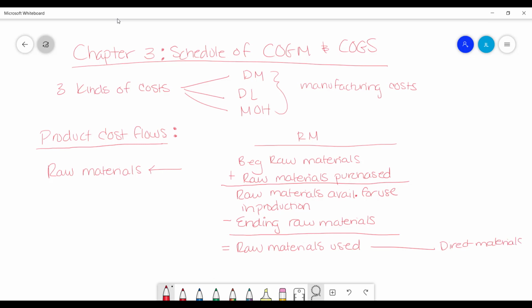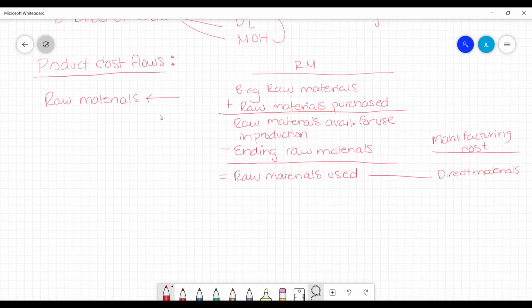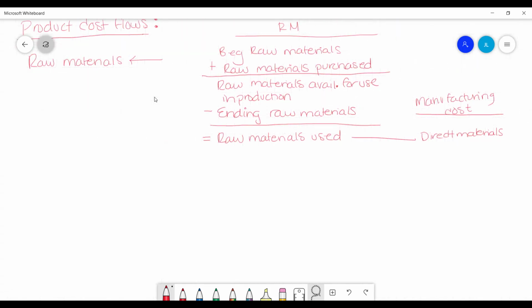And any indirect materials would be part of manufacturing overhead. So this raw materials used becomes part of manufacturing cost, because that raw materials used is now considered either direct materials or indirect materials, both of which make up part of our total manufacturing cost. So to recap what we know about manufacturing cost.